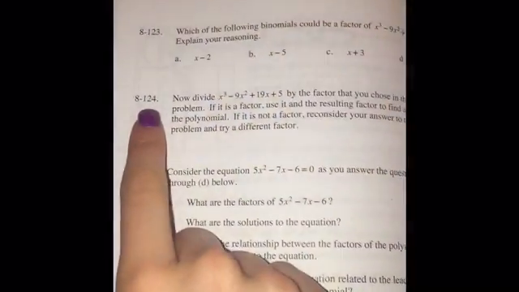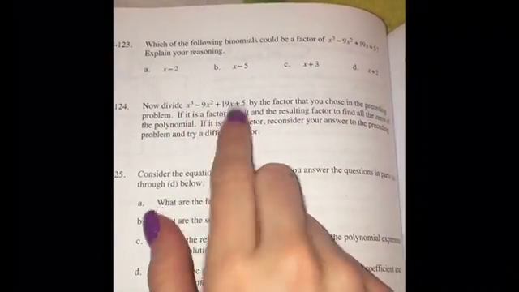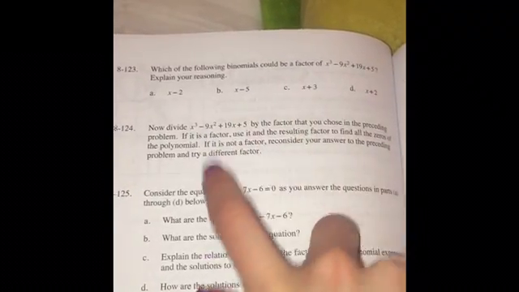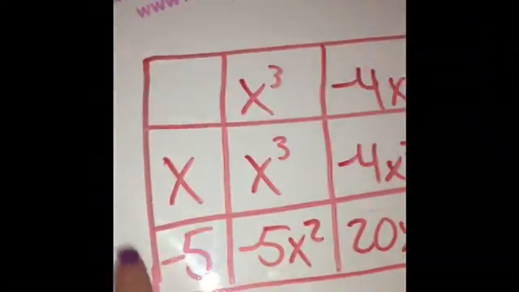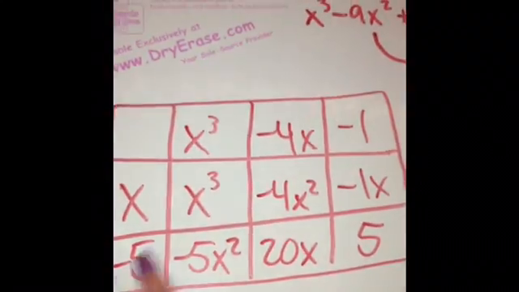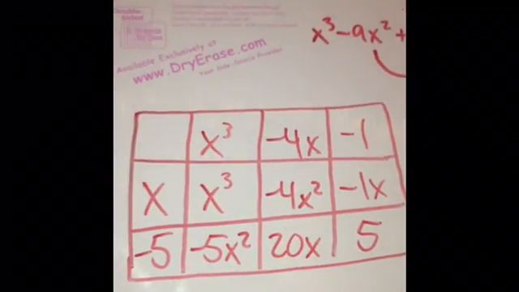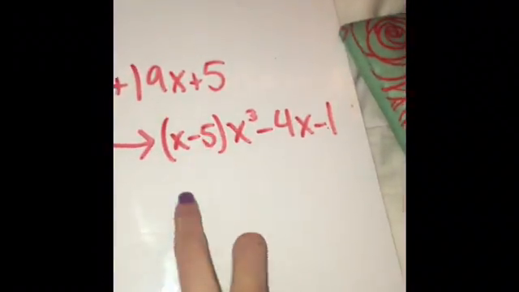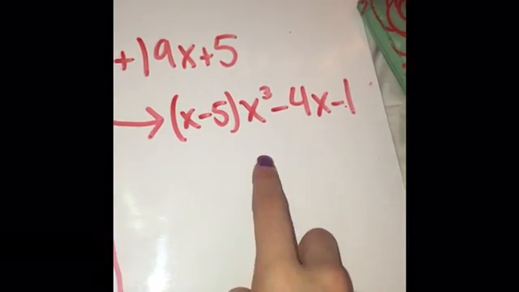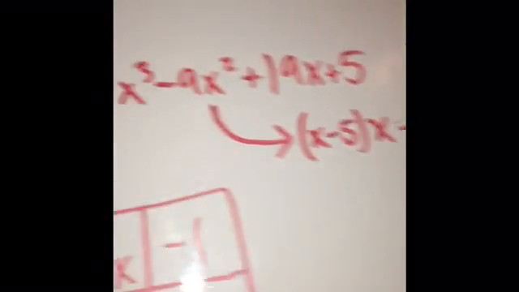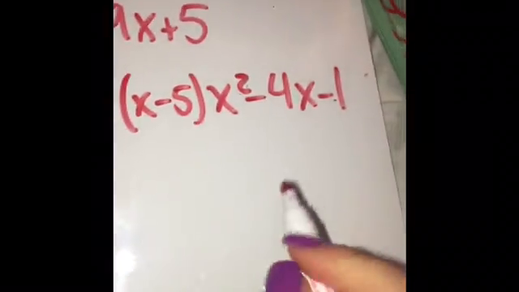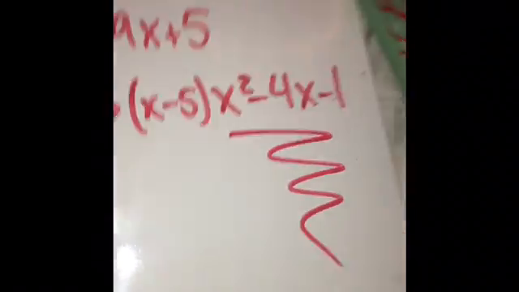For 8-124, it wants us to divide the polynomial from this problem by the factor that we chose, and I chose x minus 5, so I put it in the polynomial division and solved it. So basically you have that, and it turns into this, and this is your new factored form. Sorry, that should be 2. Yikes. Okay, and that is what you get.